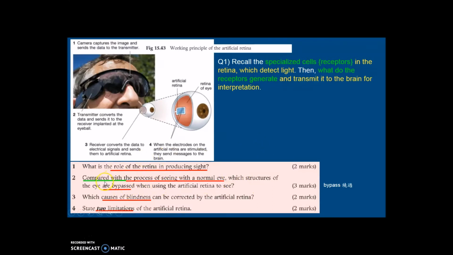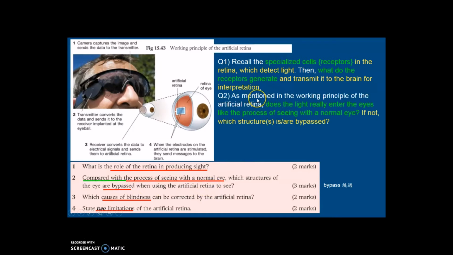And for the second question, compare with the process of seeing things with a normal eye. Which structures of the eye are bypassed? That means they will not be involved in seeing things once we use the artificial retina to see. So the point is that, as mentioned in the working principle of the artificial retina, you need to ask yourself: does the light really need to enter the eyes, like the process of seeing things with a normal eye? If not, which structure is or are bypassed?